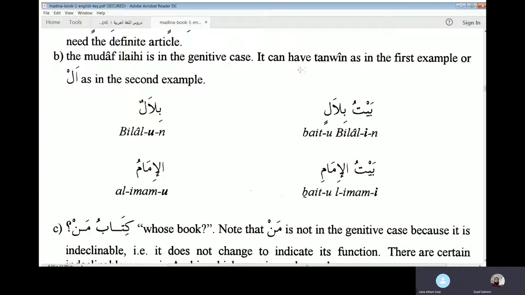Continue reading. It can have tanween as in the first example, or it can have al as in the second example. Kitabun or al kitabu. So, Baitu Bilalin, Baitul Imami. So mudaf ilayhi can have tanween and can have alif lam also. It is allowed to use both of these.